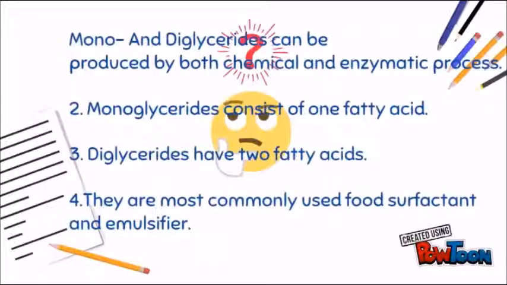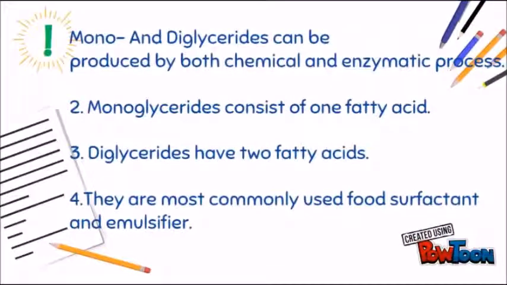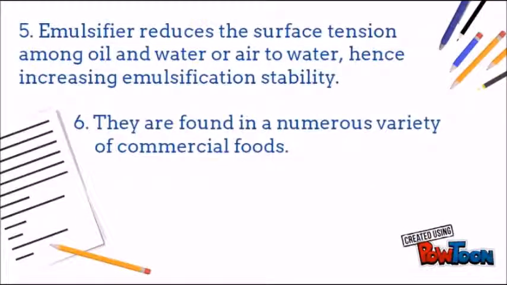Monoglyceride consists of one fatty acid, while diglyceride has 2 fatty acids. They are most commonly used food surfactant and emulsifier. Emulsifier reduces the surface tension between oil and water or air and water, and hence increases the emulsification stability. They are found in numerous varieties of commercial foods, such as potato chips, salad dressing, and margarine.